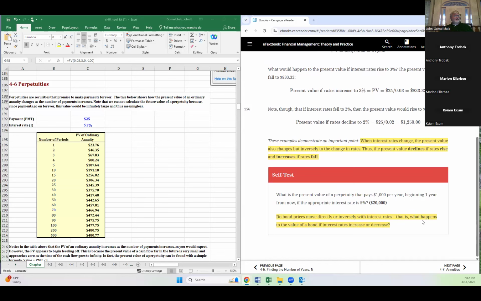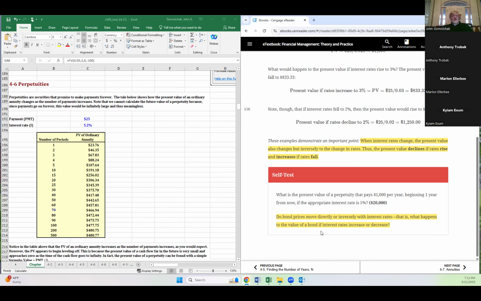And I highlighted here in the self-test, do bond prices move directly or inversely with interest rates? That is, what happens to the value of a bond if interest rates increase or decrease? So you have to look at it from the point of view that you bought a bond, and basically it has a fixed amount of interest that it is going to pay for the life of that bond. So if you had a 10% bond, a bond that paid 10%, and interest rates went to 11%, the value of the bond is going to go down. So as interest rates go up, the value of the bond goes down.